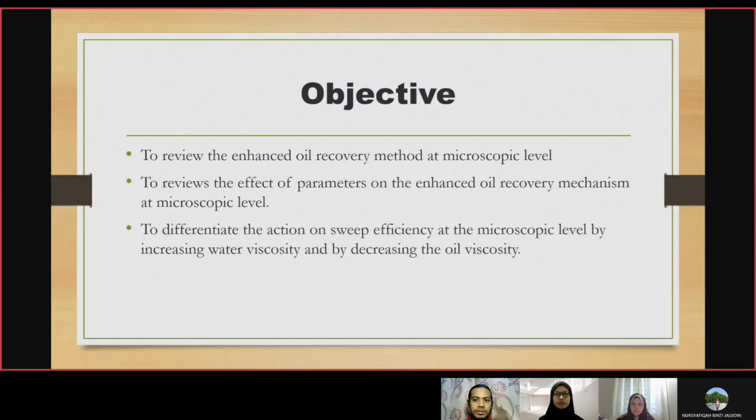Okay, next, the objectives. There are three objectives that will be achieved throughout this FYP. The first one is to review the enhanced oil recovery method at microscopic level. Second is to review the effect of parameters on the enhanced oil recovery mechanism at microscopic level. And the last one is to differentiate the action on sweep efficiencies at the microscopic level by increasing water viscosity and by decreasing the oil viscosity.